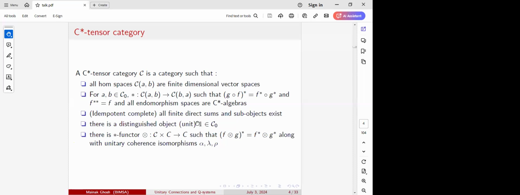And there is a distinguished object denoted by 1, which acts as the unit of the tensor product. And finally, you have a tensor functor from C cross C to C such that (F tensor G) star is F star tensor G star for every morphism F and G, along with unitary coherence isomorphisms, where alpha is the associator, lambda is the left unitor, and rho is the right unitor.